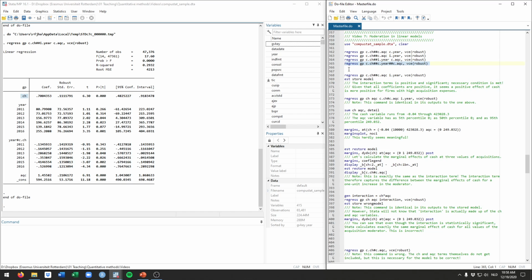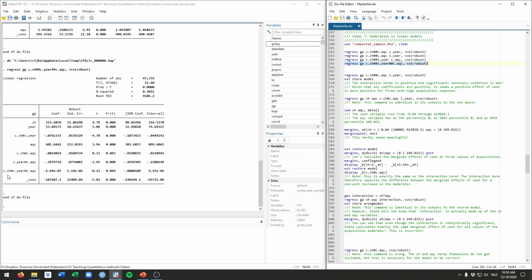You can also interact more than 2 variables. So this is what they would call a 3-way interaction. And what you see here is the 3-way interaction. So that's cash times year times acquisition, year times acquisition, cash times acquisition, the lowest order term of acquisition separately, cash times year, and cash. So this is really the key benefit of using these double hashtags, because it will include all the required terms. If you just include single hashtags, it will only include, for example, this one if you use single hashtags here, and then you would miss out all these lower order terms and your model would be wrong.